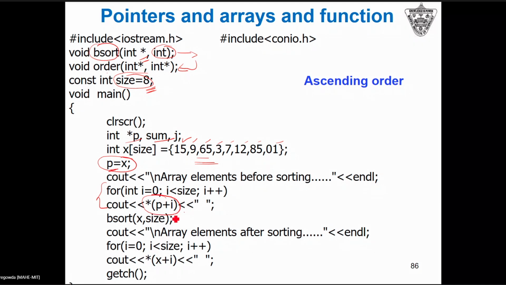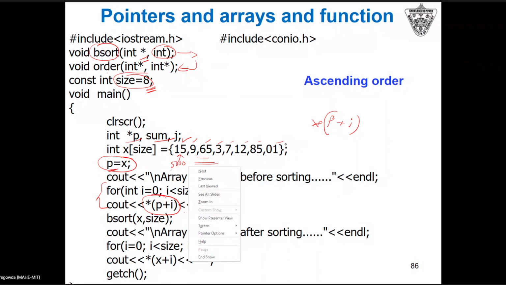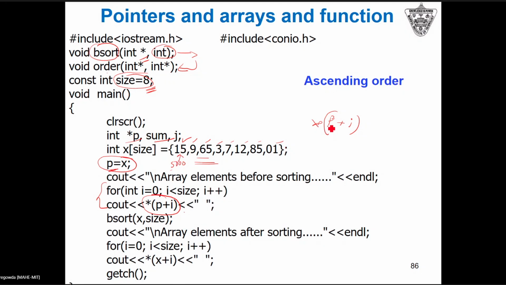Here, I can also access the different elements of the array by using the pointer, using this method: *(p + i). I know that p is holding the base address of the array, that is nothing but 15. The location where the 15 is stored is the base location. Say the address is 5000. The 5000 is stored in the pointer variable p, plus i, initial value of 0.